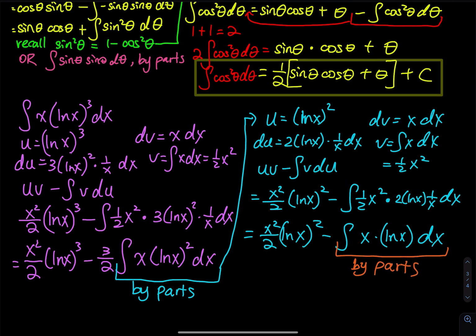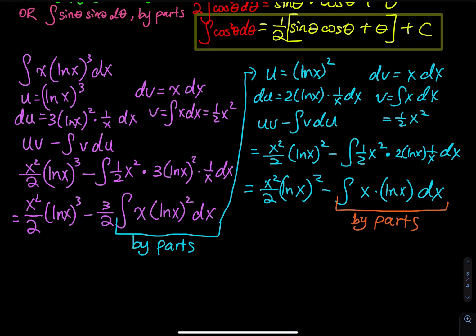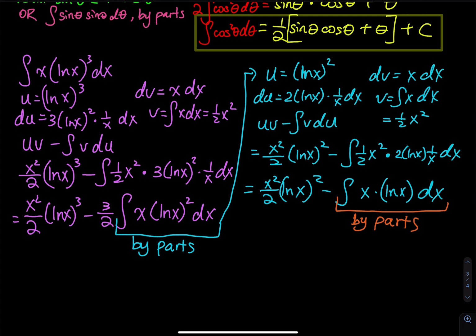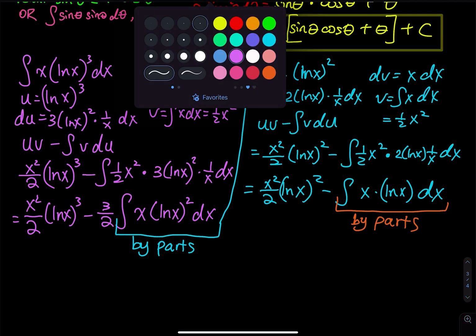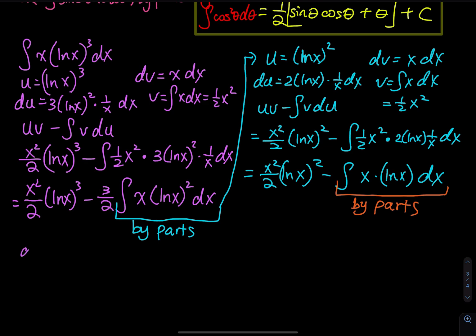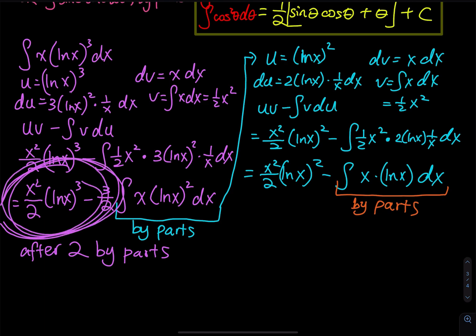Now, what I suggest you do is write what you have so far. So after 2 integration by parts, this is what we have. Let me just write this down, and of course I will follow the color code. After 2 integration by parts, I will just call this by parts. What do we have? We have to start at this line right here.